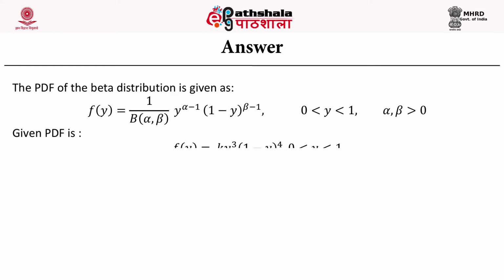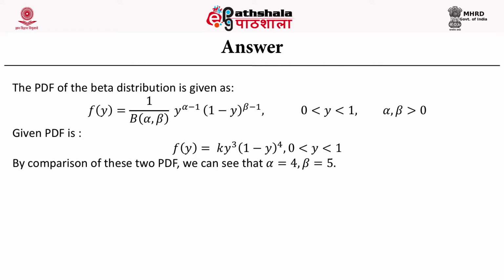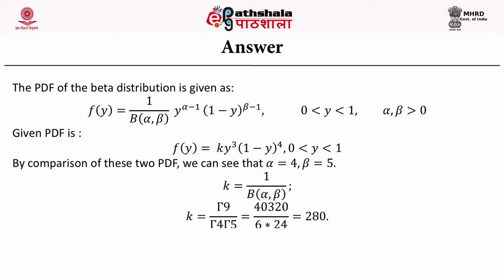So what is the PDF? The PDF of f of y is given as k into y^3 into (1 minus y)^4, so y lies between 0 to 1. By comparing these two PDFs, we can see that alpha is equal to 4, beta is equal to 5, and k is equal to 1 upon beta(alpha, beta), and as we know the value of the beta function is gamma alpha gamma beta upon gamma alpha plus beta. So we derive the k value as gamma of 9 upon gamma of 4 and gamma of 5, where gamma of x is equal to (x minus 1) factorial. After solving the gammas, we get the result as k is equal to 280.